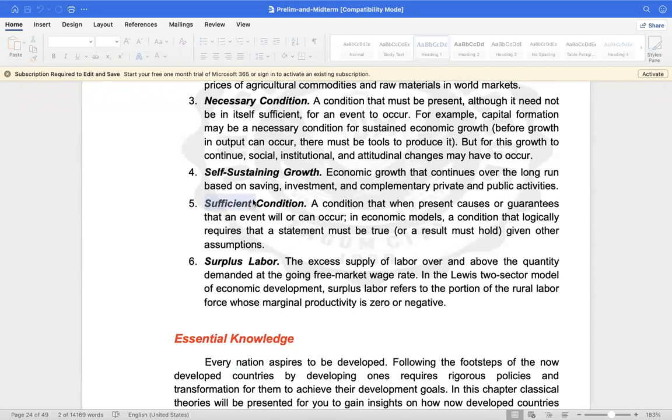Next is sufficient condition. From the word itself, suffice or sufficient, the condition is just right, a condition in which you have what is needed. So this is a condition that, when present, causes or guarantees that an event will or can occur in economic models, a condition that logically requires that a statement must be true given other assumptions. It is a condition where, before you achieve that stage or phase, what is needed must already be sufficed.